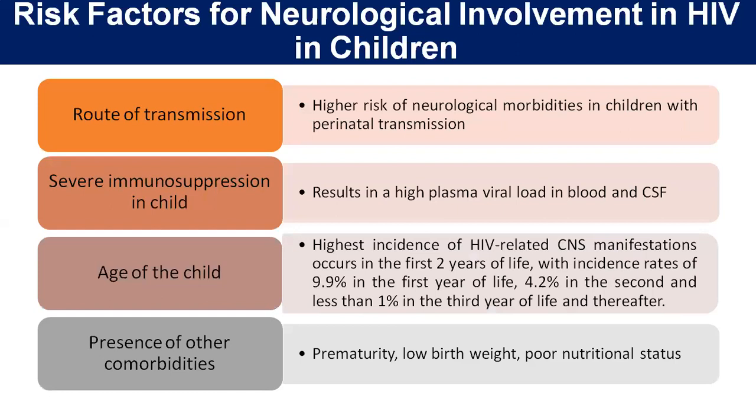So what are the risk factors for neurological involvement in HIV in children? The route of transmission: higher risk of neurological morbidities in children with perinatal transmission. Severe immunosuppression in the child results in a high plasma viral load in blood and CSF. The age of the child: the highest incidence of HIV-related CNS manifestation occurs in the first 2 years of life, with incidence rates of 9.9% in the first year, 4.2% in the second, and less than 1% in the third year of life and thereafter. Presence of other comorbidities like prematurity, low birth weight, poor nutritional status increase the risk for neurological involvement in HIV in children.